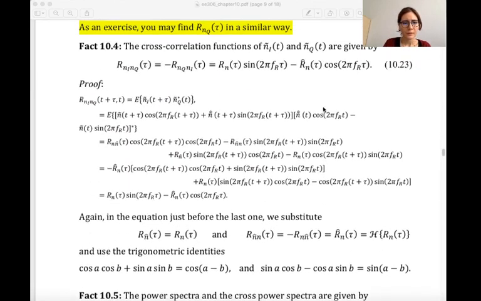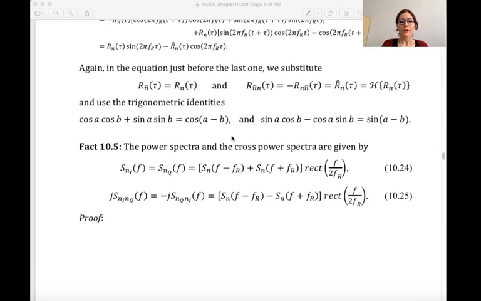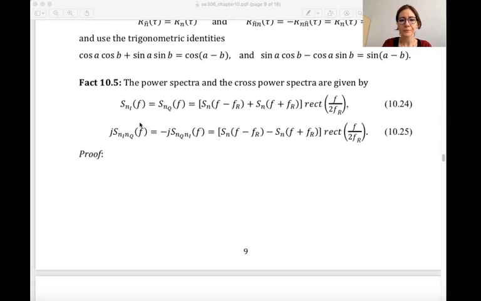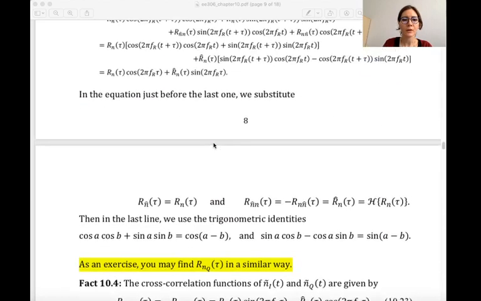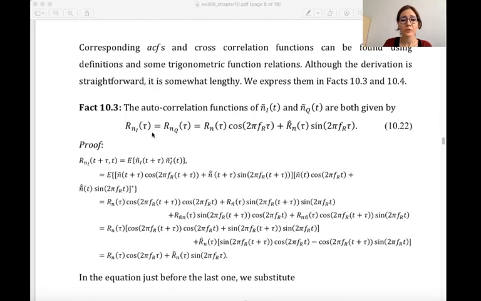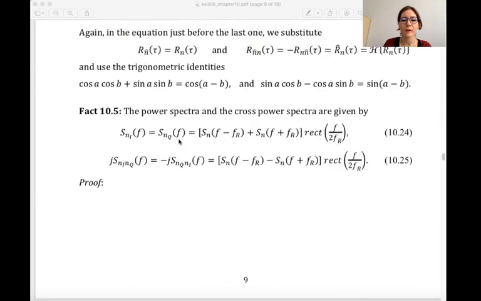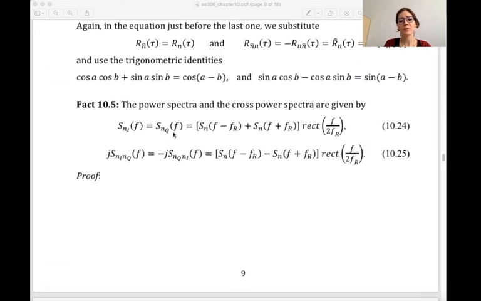So we'll do the same thing for the cross power. Here you have the cross correlation functions. We'll also find the cross spectrum of Ni and Nq. All right, so here is the fact, summarized in this fact. What this tells us is when you look at the Fourier transform of Rni here, which is also the same as the Fourier transform of Rnq, the power spectral densities of the processes Ni(t) and Nq(t) are given by this expression. So there are the power spectra of Ni and Nq, and also if you look at the cross power spectral density of Ni and Nq, you get this expression.